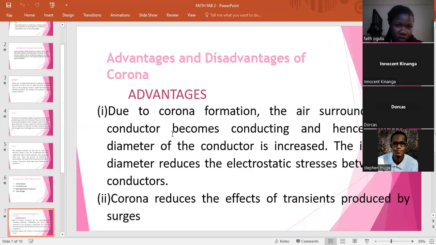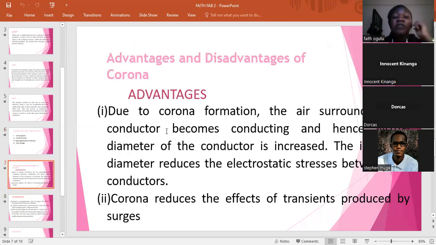Now let us proceed to the next, and we're going to discuss the advantages and disadvantages of corona. To start with the advantages, they are displayed on your screen. Can you see? Now I'm going to ask one of us to read for us what is displayed on the screen. Odero Maxwell, can you read for us what is displayed on the screen?